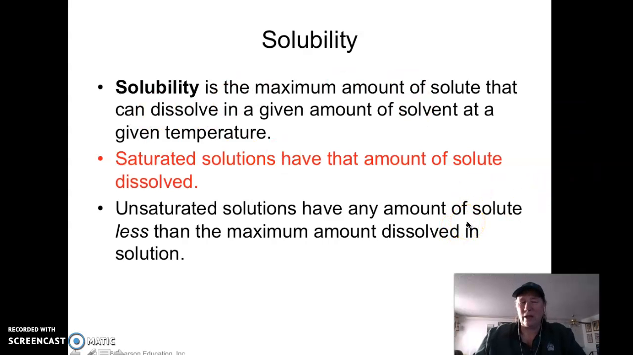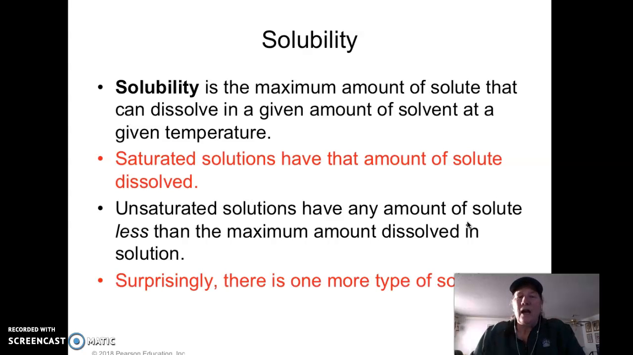So I kind of went through that already. Like I said, if 5 grams of salt dissolves in 100 milliliters of water, when I add 1 gram, 2 gram, 3 gram, 4 gram, that's an unsaturated solution because it can still dissolve until I add 5. After 5, now I'm saturated. If I add 6, it doesn't dissolve. So I'm wasting it because it's not going to dissolve anymore.